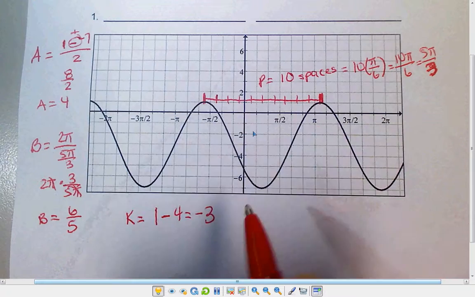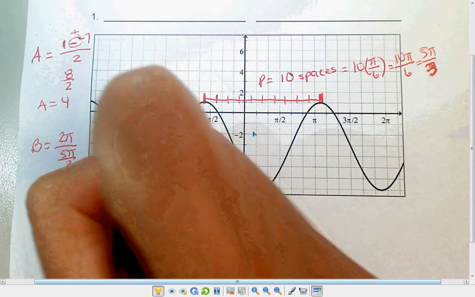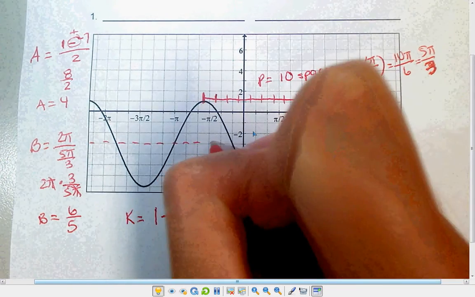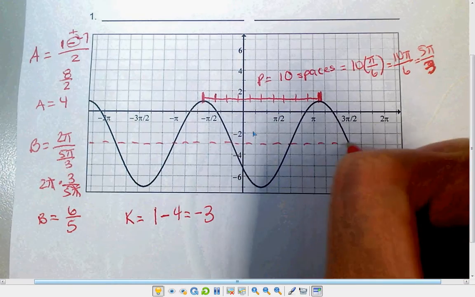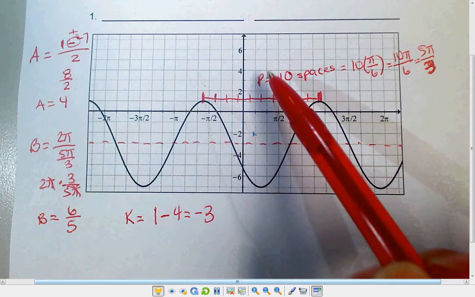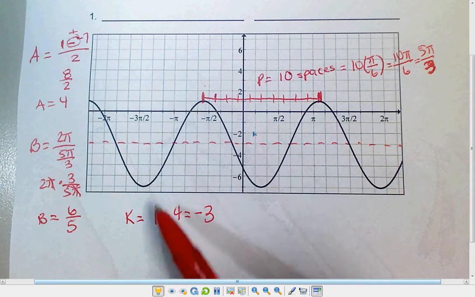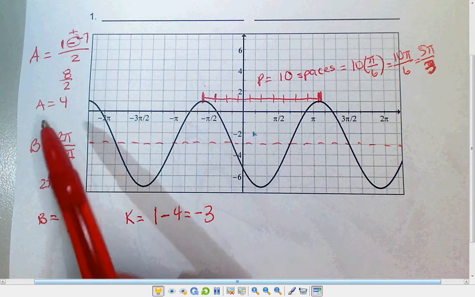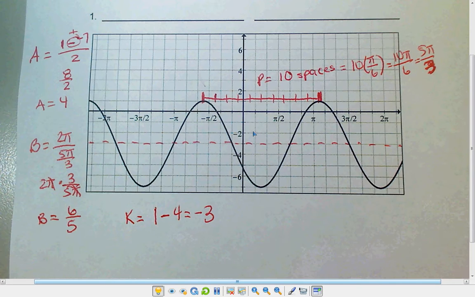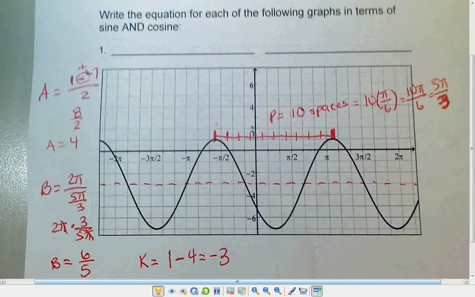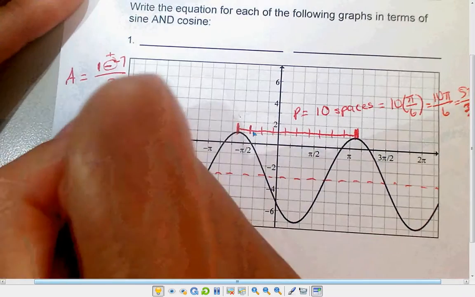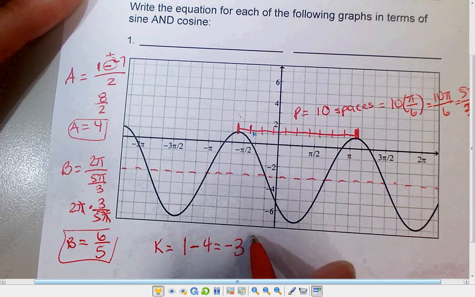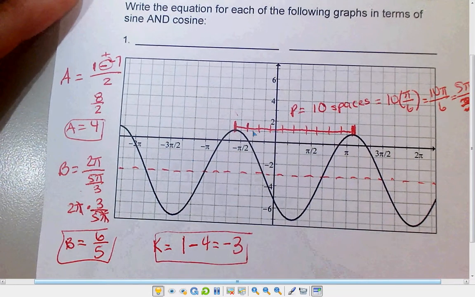And just to make sure, I'm going to put this on my graph. Here is -3. This should be the middle of your graph. So this should be the center of the waves, hill and valley, hill and valley. If this is not the middle of your graph, then you know you did something wrong with your amplitude. Okay, so now that I have these 3 values, all I need to do left is find my h.